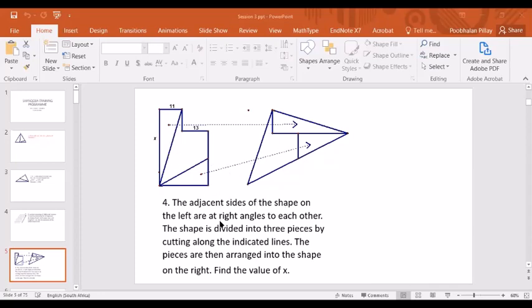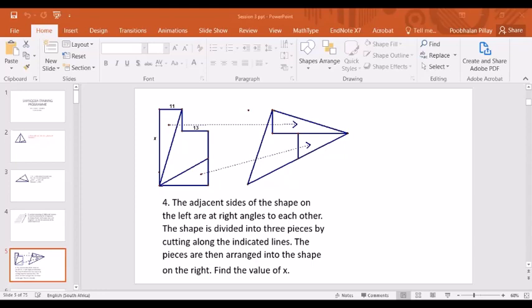The adjacent sides of the shape on the left are right angles to each other. The shape is divided into 3 pieces, cutting along the indicated lines. The pieces are then arranged into the shape on the right. I'm going to go through some of these briskly because I expected you to actually do them before coming here. This shape is cut into 3 pieces.